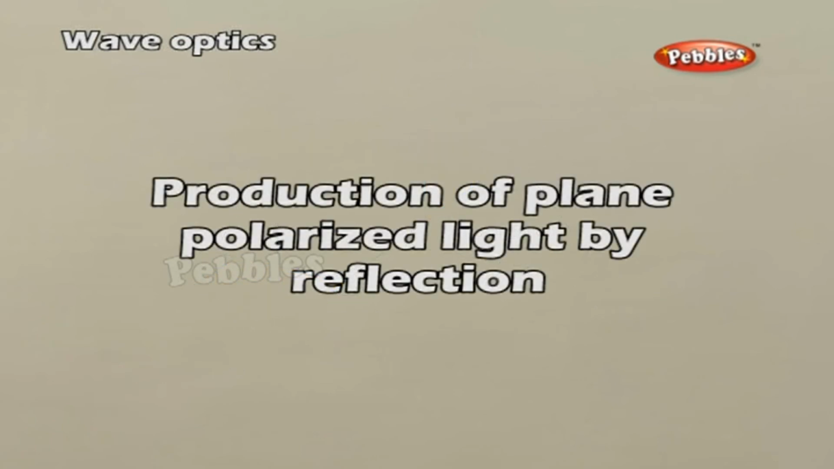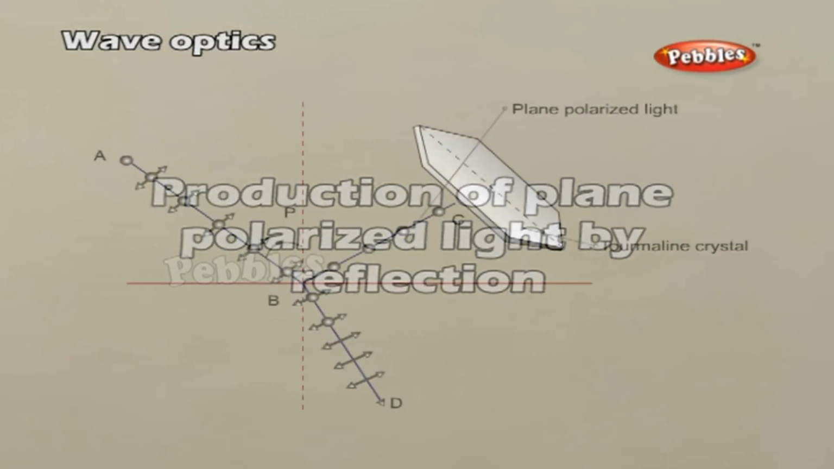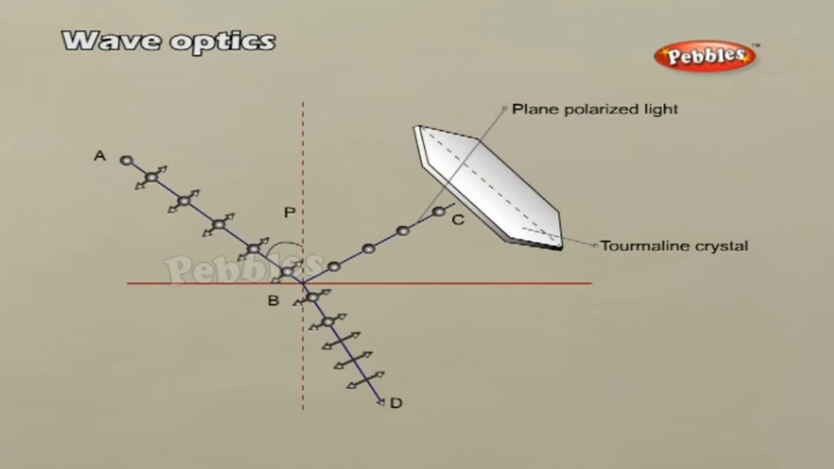Production of plane polarized light by reflection. In 1808, E. L. Malus found that when a beam of ordinary light is reflected from the surface of a transparent medium like glass or water, the reflected light is partially or completely polarized.